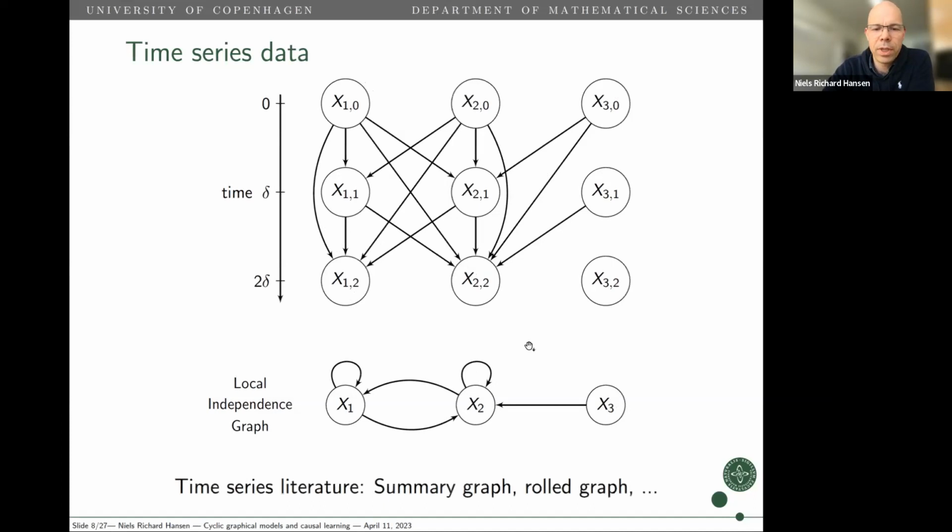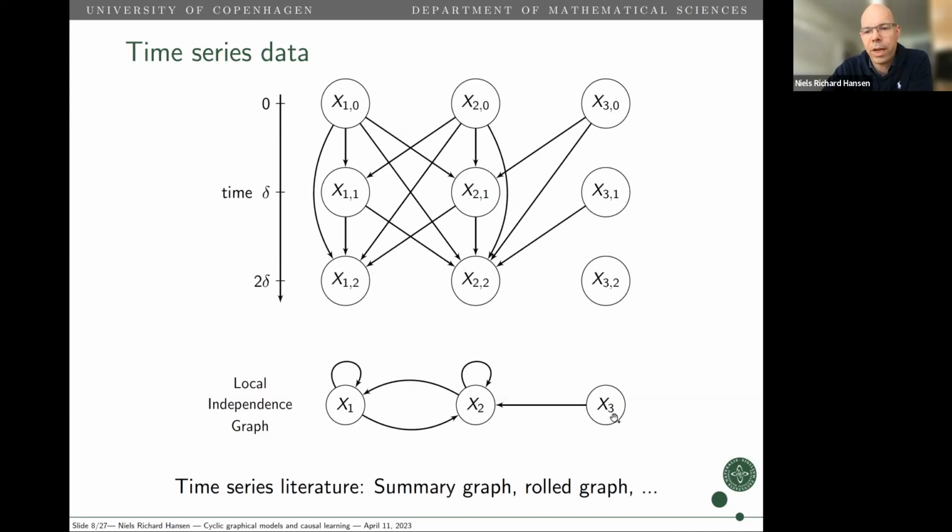So in the time series literature, this is also sometimes known as the summary graph, the rolled graph, and there are probably other terminologies for this way of summarizing the full graphical structure. It's clear that you're losing some information. An edge pointing in this direction, for instance, just says that there is a dependence in the present of this coordinate here on the past of this coordinate, but doesn't tell you anything about how far back in the past you need to go. So you're losing that kind of information.